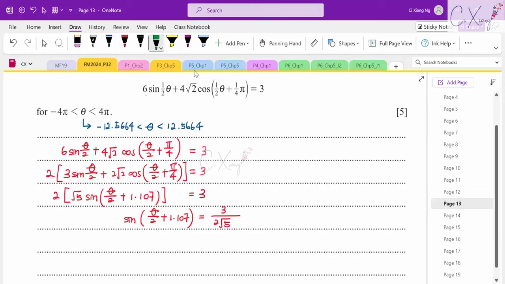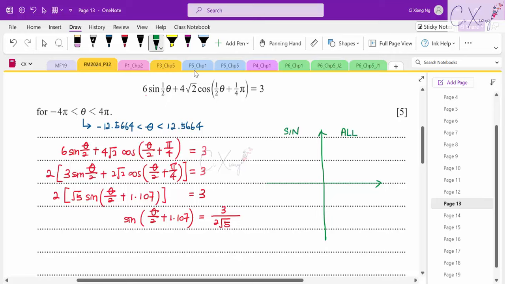And the second thing, later when I want to find out the answer for theta, basically I will look for the answer according to the quadrant. So for the first quadrant, everything is positive. Second quadrant, sine is positive. Third quadrant, tangent is positive. Then fourth quadrant, cos is positive. I think all of us know about this.